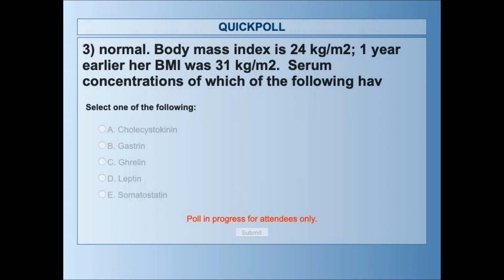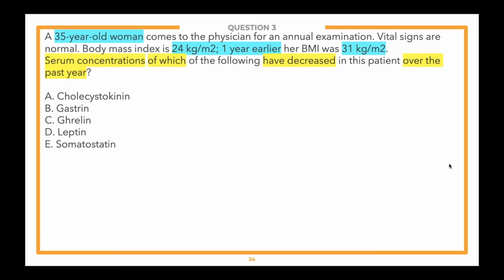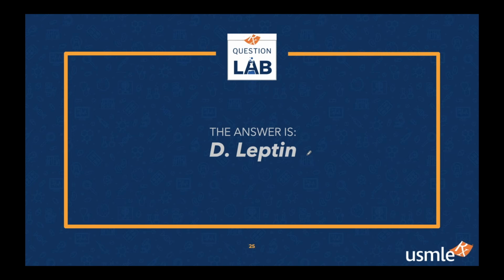All right, well, let's take a look and see what you selected. Well, 49% of you selected ghrelin and 37% of you selected leptin. So let's take a look and see what the correct answer is. And the correct answer is D, leptin, and 37% of you got it right. So another challenging question. Let me hand it off to Paris.